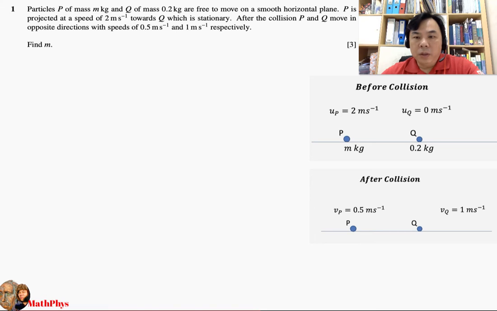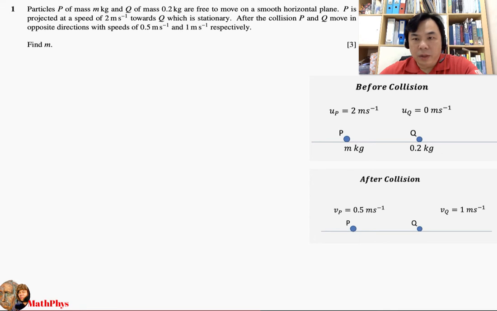After the collision, P and Q move in opposite directions with speeds of 0.5 meters per second and 1 meter per second. All right, now I'd like to show you how the motion actually looks before we get started with the mechanics solution.